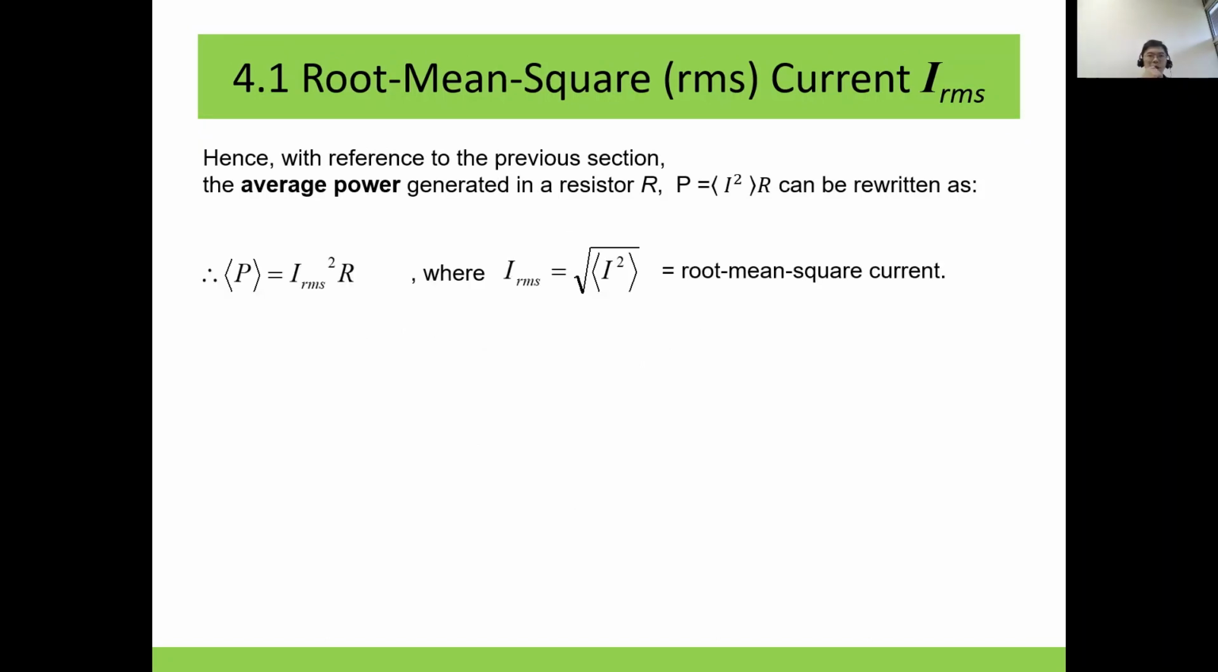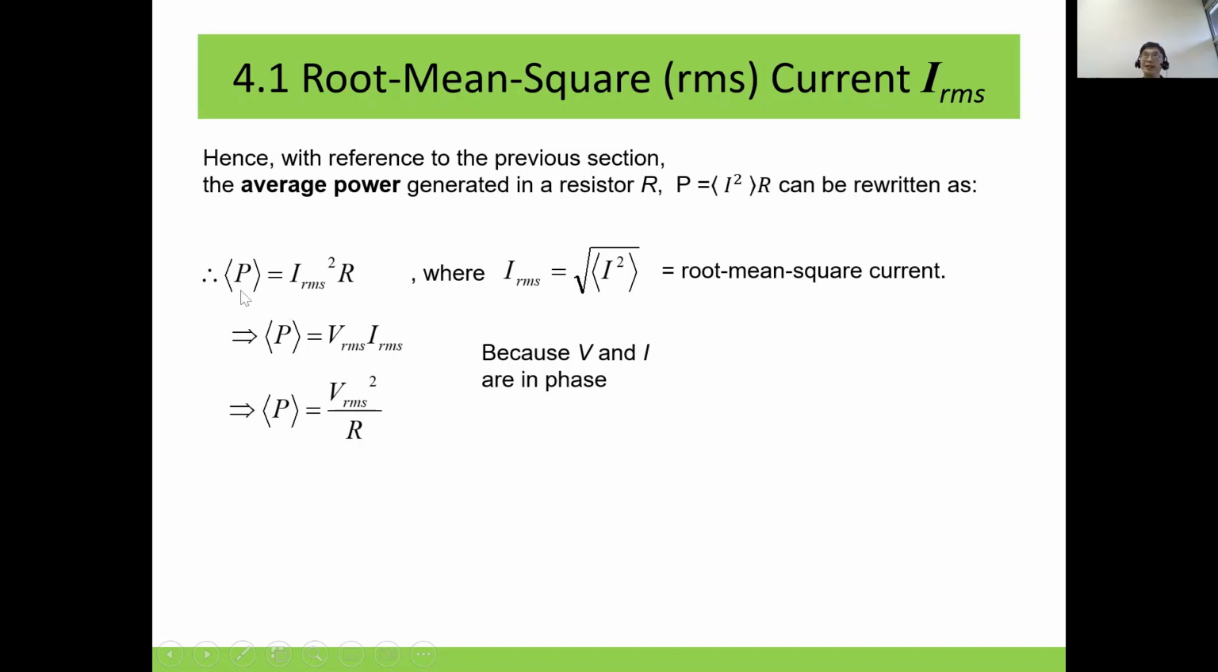With reference to the previous section, we learned that power is given by mean square current times R. But it can be rewritten, after what I have taught you today, as the I_RMS current, root mean square current, squared times R, where root mean square current is given by this symbol. And I want you to now see very clearly, oh wait, let me finish this first.